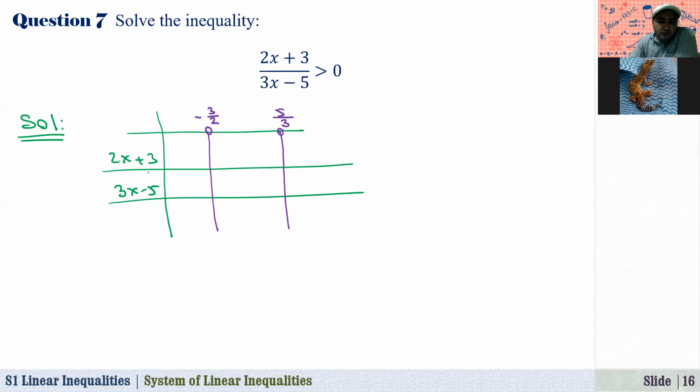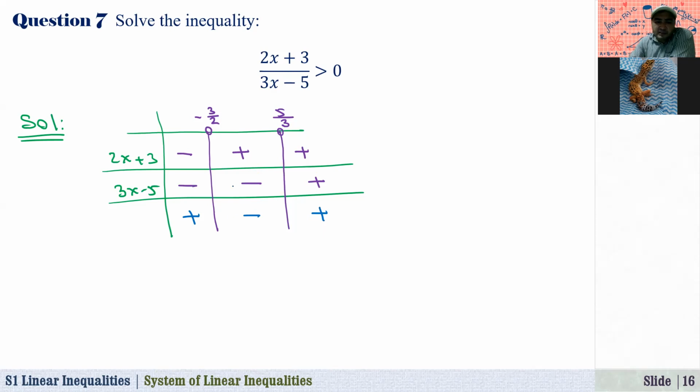So now the first inequality, 2x plus 3, right? To the right of minus 3 over 2, that is plus. To the left, it is negative. How about the second one, 3x minus 5? To the right of 5 over 3, it is plus. And to the left, it is minus. So since we are dividing these two expressions, minus over minus is plus. And plus over minus is minus. Plus over plus is plus.